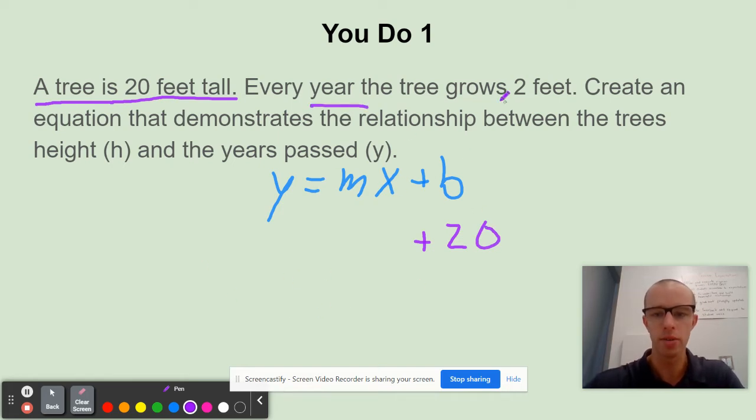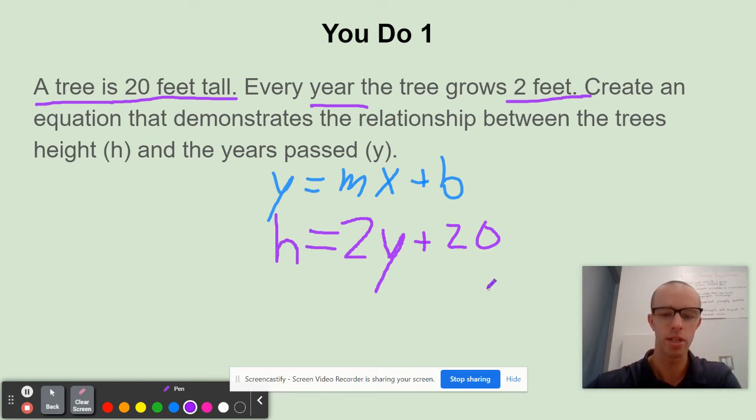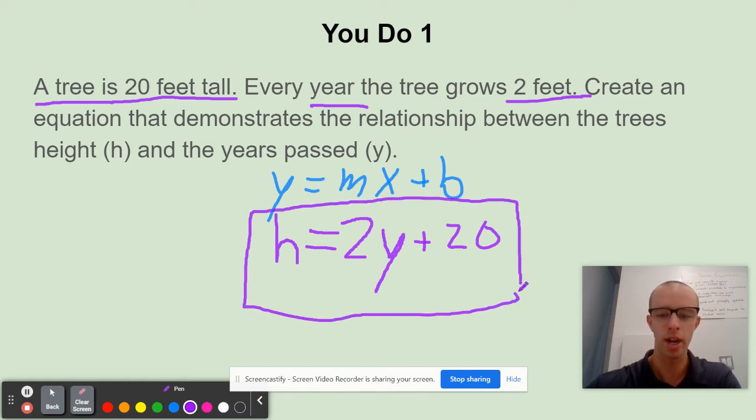Every year, the tree grows 2 feet. Again, I'm going through this quickly, so you do. I can represent that as 2y, 2 times the amount of years. If it's 4 years, I would do 2 times 4, but we don't know the amount of years. It's an unknown number, which is a variable, so we use y. That is equal to the tree's height. The variable I haven't used yet is h. And so the tree's height is equal to 2y plus 20.